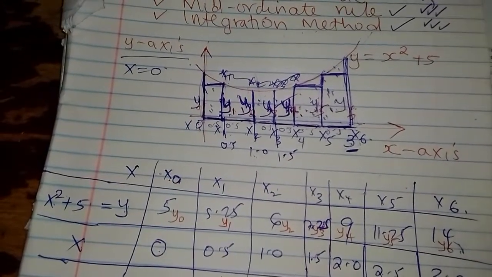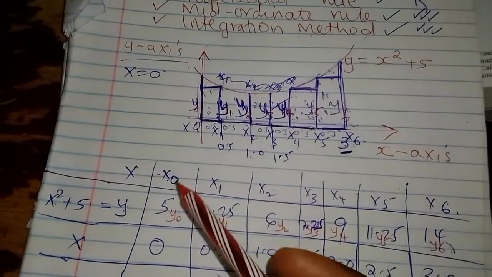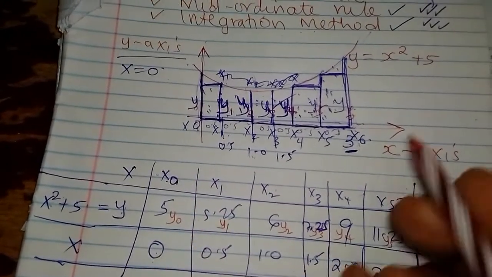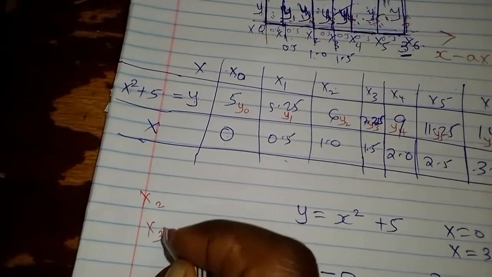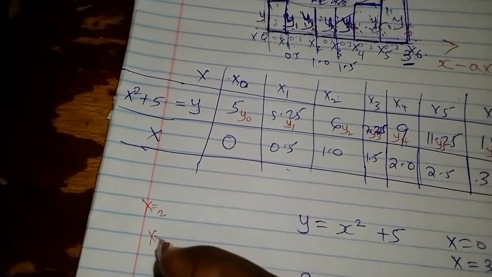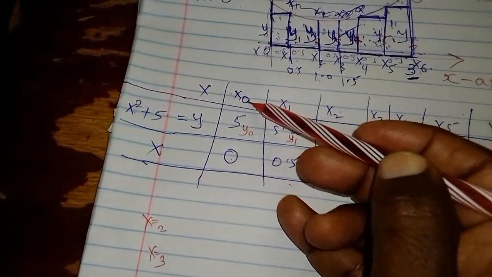They can say between x is equals to 2 and x is equals to 3. So I have to begin from x is equals to 2. So the first value of x here will be actually 2. Just in case they say between x is 2 and x is 3, then that means the first value of x here will be 2. You see.